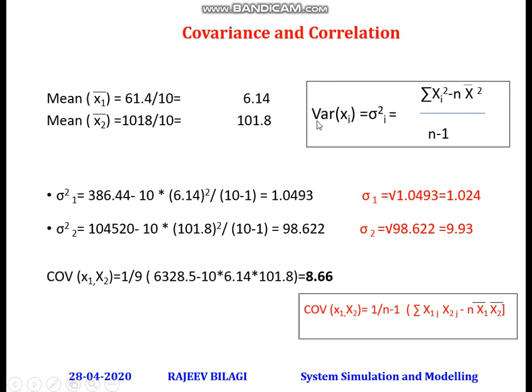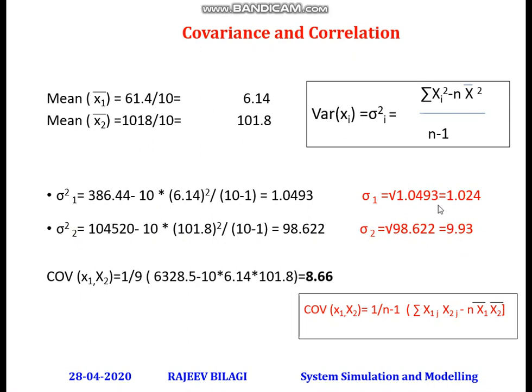For ungrouped data, if you remember the formula, the variance of xi equals sigma i square, and this is the formula for ungrouped data. I have substituted the values into it. Sigma 1 square is equal to 386.44 minus 10 times the mean square. So you will get sigma 1 equal to 1.024, and sigma 2 square is equal to 9.93.